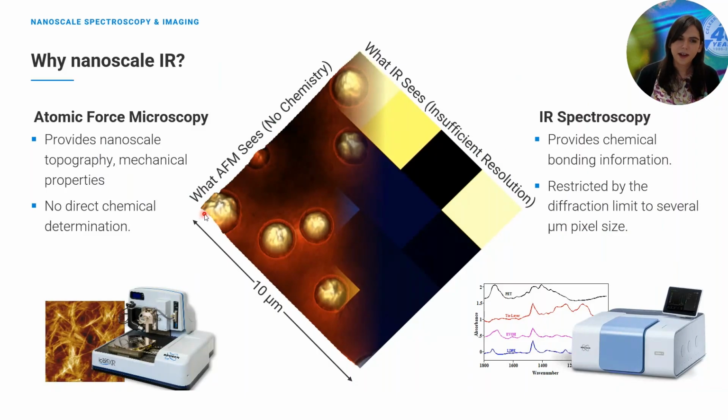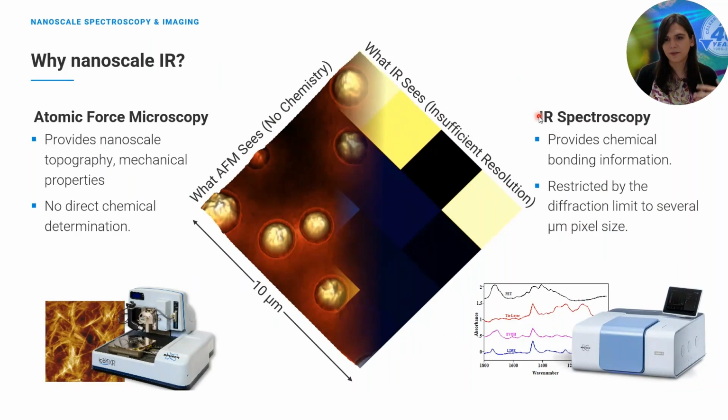On the left-hand side, we see what we can visualize with AFM, where we can get rich, high-resolution topographic data, down to even single atomic resolution in some cases, as well as coupled mechanical, electrical, and other properties. But you have no direct way to determine what the chemistry of this material is.